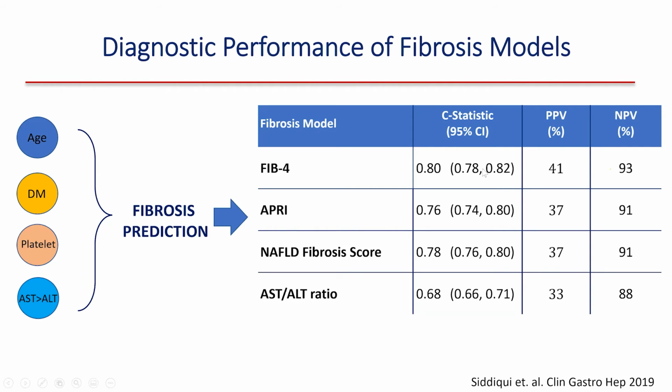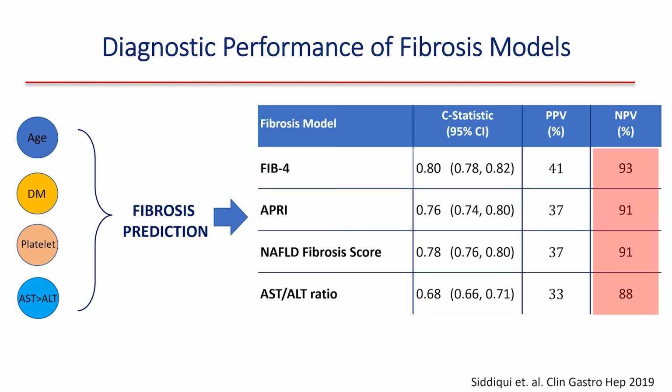And FIB4 and NAFLD fibrosis score, they're all sort of very similar. But what I want you to focus your attention on is their negative and positive predictive value. So positive predictive value is sort of a rule-in test. You're diagnosing the disease. And as you can see, their positive predictive value is terrible. So this is not a good rule-in test, but they have excellent negative predictive value.